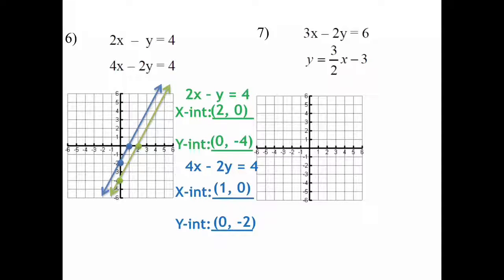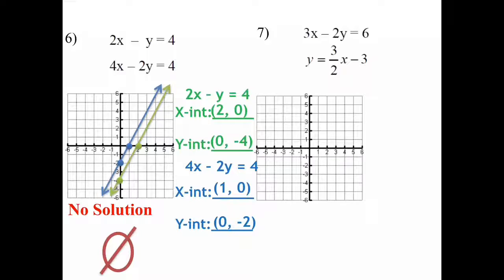Now remember, where the two lines intersect is the solution. So where do these two lines intersect? All right, they do not intersect. And when they do not intersect, that means there is no solution because they don't meet at all. So you can either write no solution or you can draw the symbol.